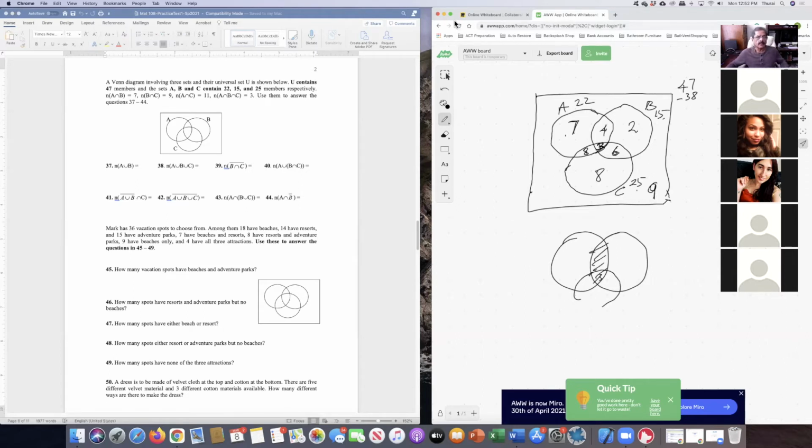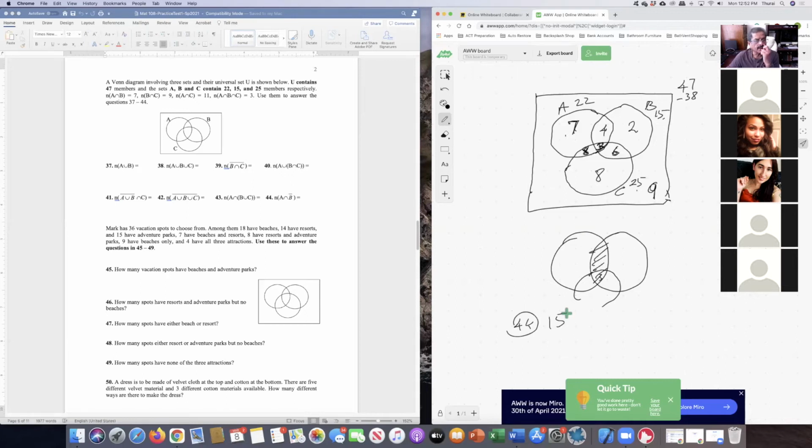So going to question 44, A intersection B bar, the part of A that's outside of B. The part of A that's outside of B is both 7 and 8 together. So 15 is the answer. Question 44, answer is 15. Okay, you got that? Yeah, thank you.